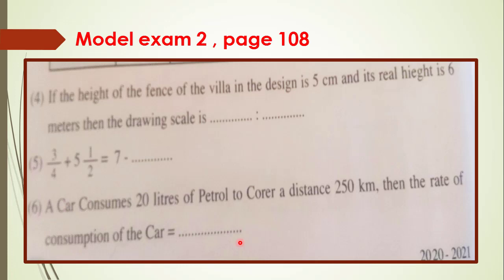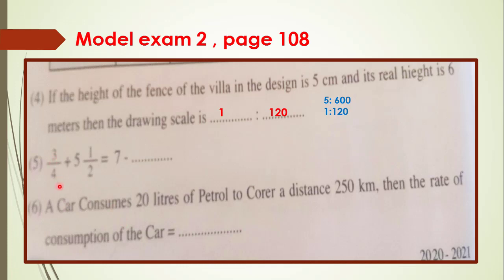Then the drawing scale is, we said before that drawing scale means drawing length over real length. So 5 and we have 6 meters. 6 meters will be converted to 600 centimeters because we want the same units. So we have 5 to 600, and by divided by 5 it will be 1 to 120. So the result is 1 to 120.